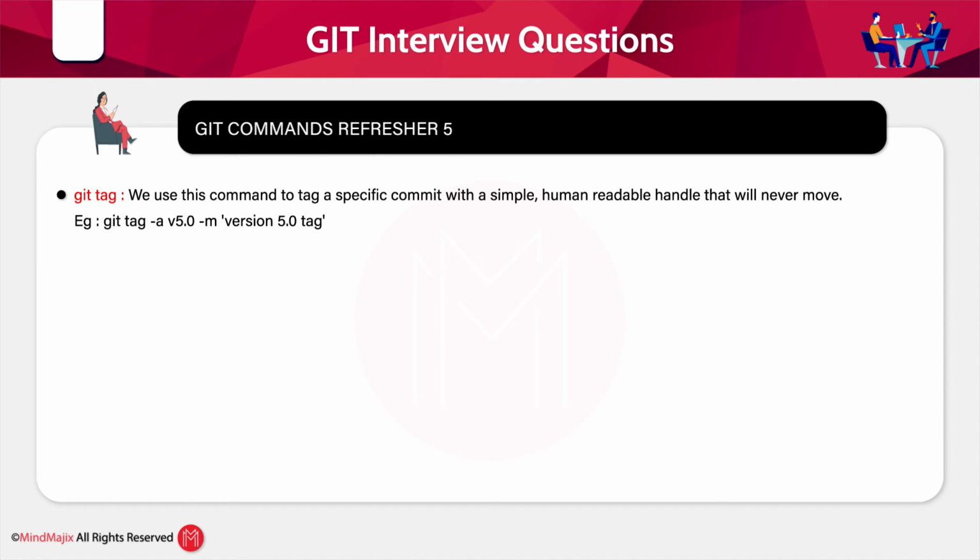Git tag. It allows us to tag a particular commit, guys. We can tag a particular commit. See, for example, as a milestone commit. Then we can tag it. We can go for adding version. You can even tag a specific commit.